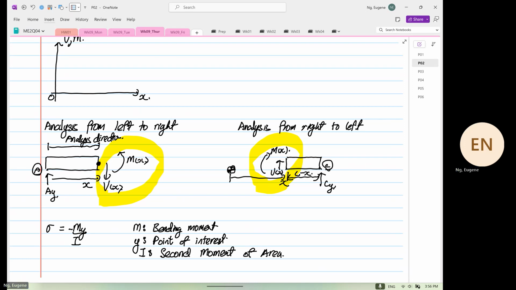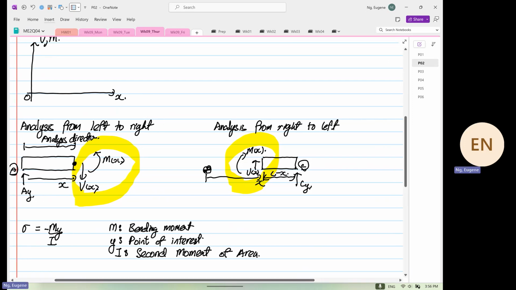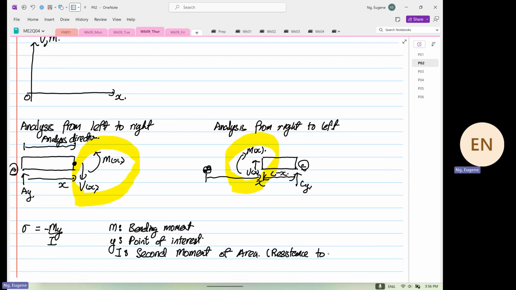Okay, is that clear? The formula is B, depth cubed, over 12, where the depth depends on where the applied moment is. Okay, so over here, this is also resistance to bending.